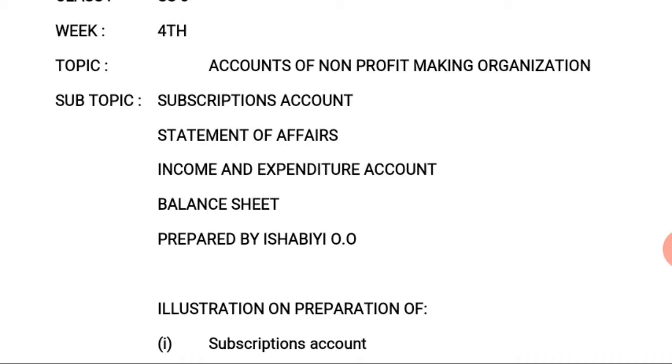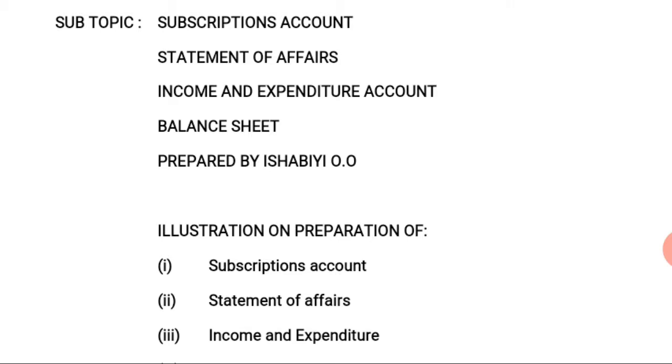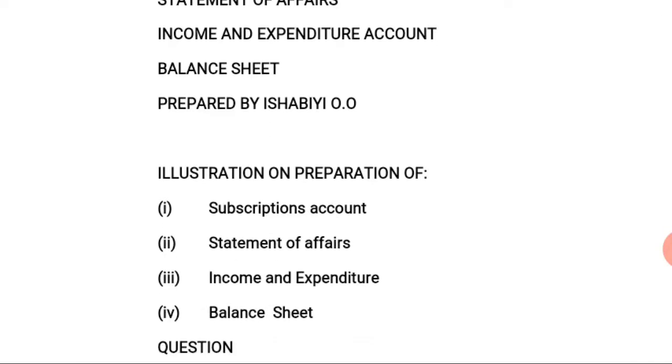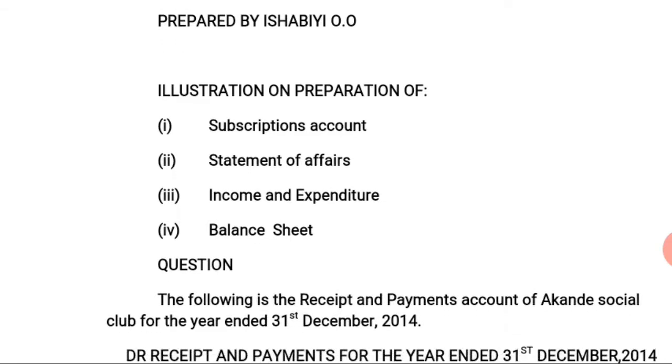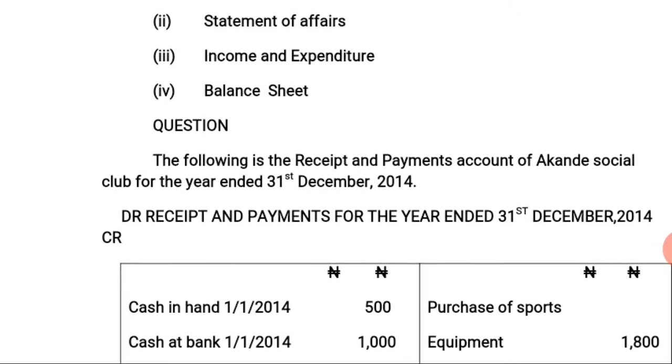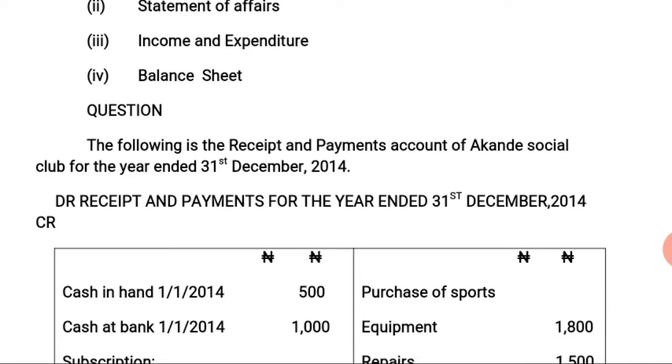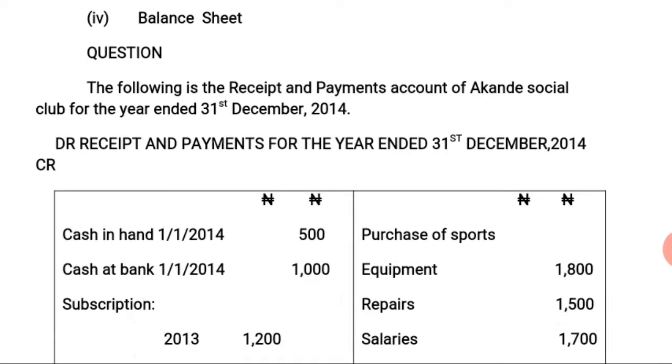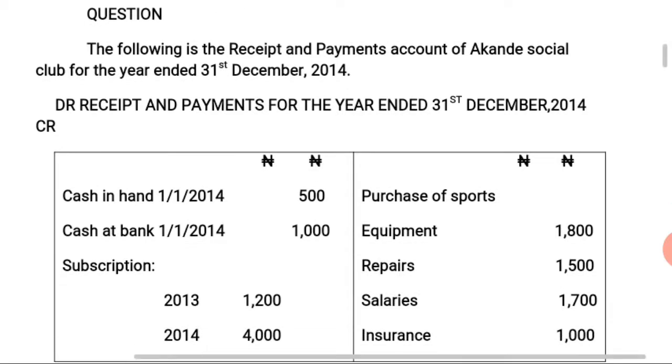And to do justice to that, we need to look at an illustration. We need to look at an illustration on preparation of subscription accounts, statement of affairs of a non-profit making organization, income and expenditure account, as well as the balance sheet. Without wasting our time, let's quickly look at the question and how the question can be solved.